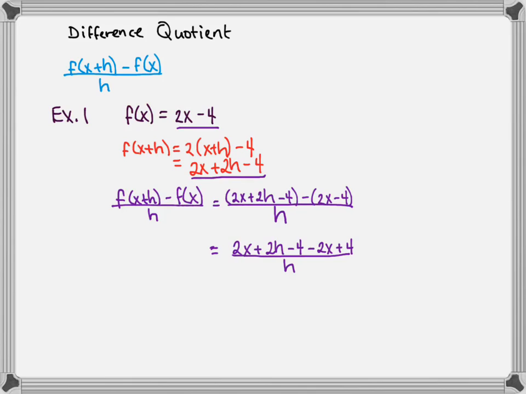If we look at our numerator, let's see if anything cancels out. So my 2x's cancel out, my 4's cancel out, because for each of those I have a positive term and a negative term. And so when we add them together, they cancel out. So I'm left with 2h over h. And we can see that the h's will cancel, and my difference quotient simplifies to 2. So my difference quotient for f of x equals 2x minus 4 is 2.